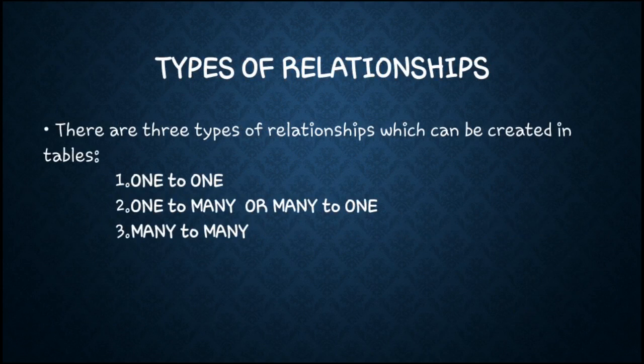The next one, types of relationships. There are three types of relationships which can be created in tables. The three types are one-to-one, one-to-many or many-to-one, which are the same, and the third one is many-to-many. These are the three types of relationships in the database. Let me see them one by one.